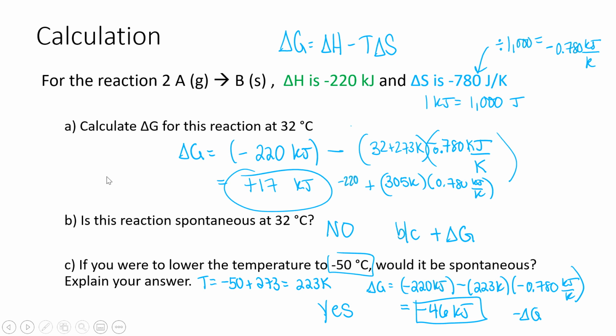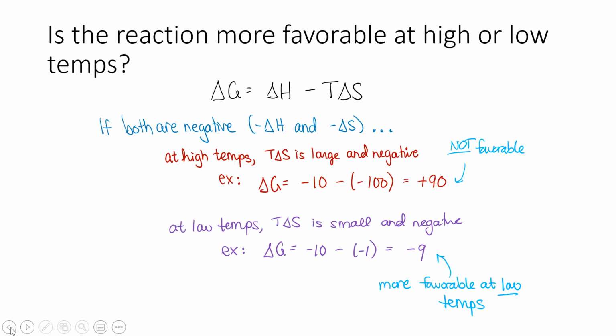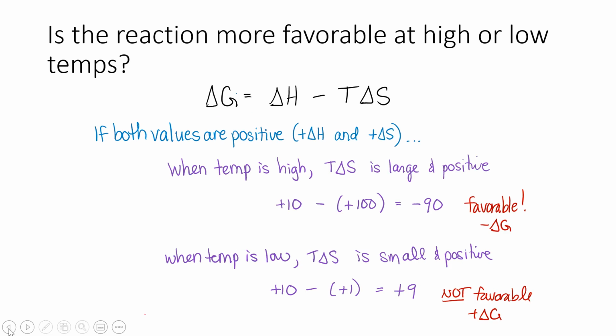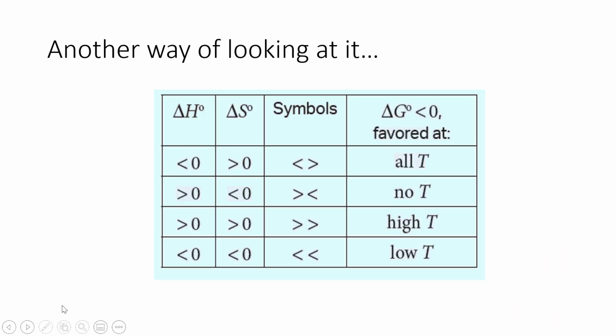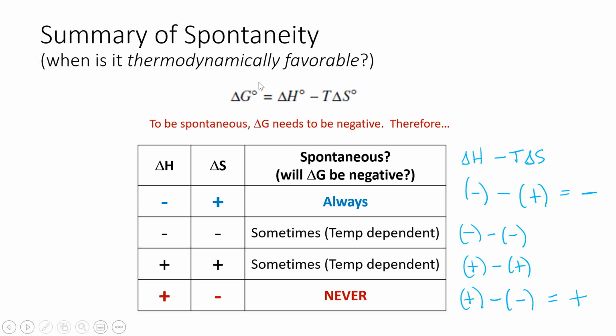And so those are the things we want to be able to do. We want to be able to predict the sign of delta G and think about how it's related to the signs of delta H and delta S. We also want to be able to use this equation right here to actually calculate the value of delta G. And once we calculate the value of delta G, we can figure out if the reaction is spontaneous based on the sign of delta G. So if delta G is negative, then it's spontaneous. If delta G is positive, then it's not spontaneous.